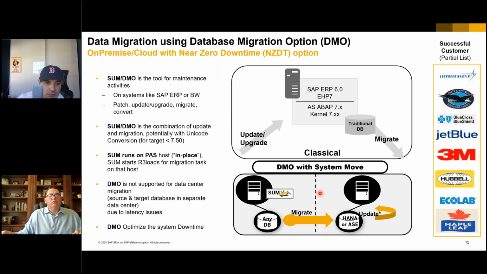DMO is going to cut short a lot of the processing time because it's doing a lot of things together. It's doing the migration, the upgrade, and the Unicode conversion, all three together on the fly, and that provides the capability of using HANA or an S4 system as fast as possible.